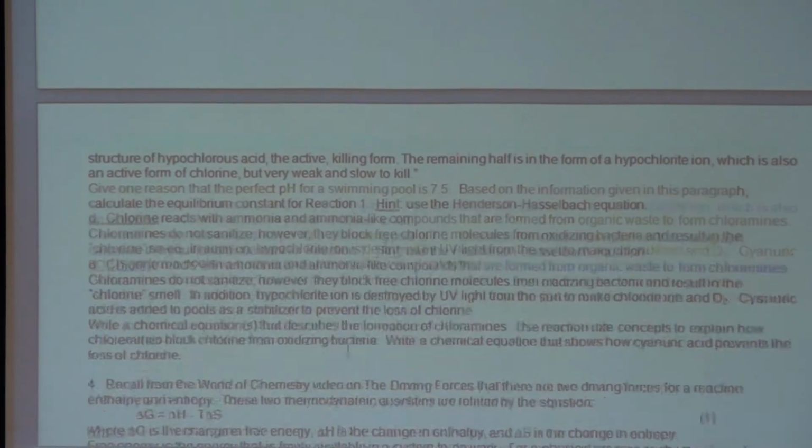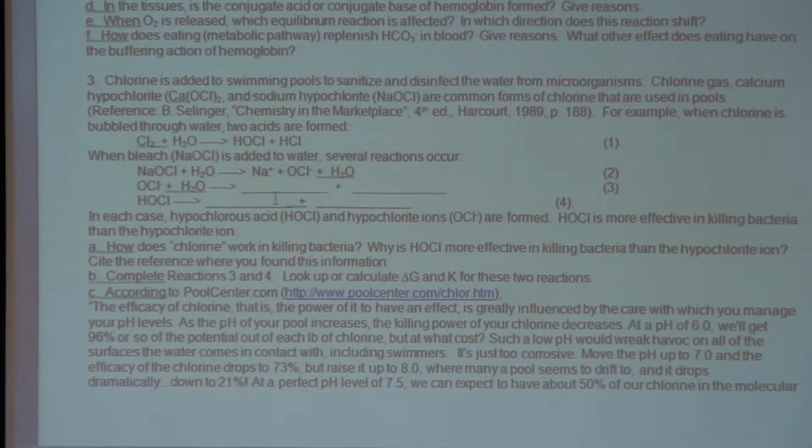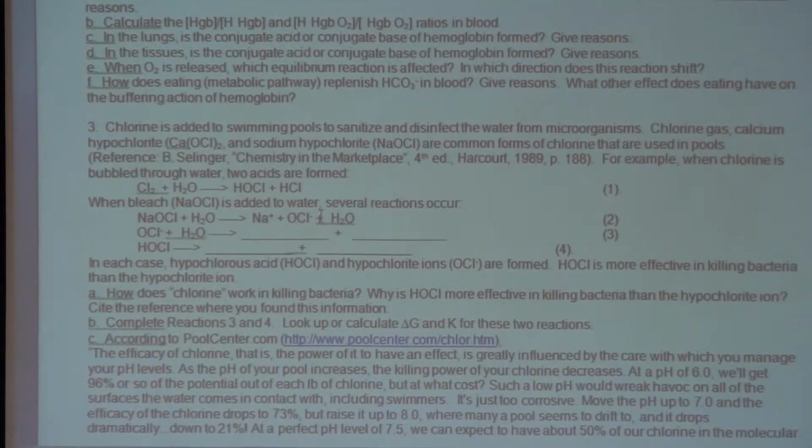Let's see what other ones we have. Here's one we talked about right before spring break, the swimming pool. There are a few reactions involved with that one. So there are 4 reactions here, and they are different types of reactions. For example, could you determine the products of reaction 4, HOCl producing 2 products? How would you answer that question?